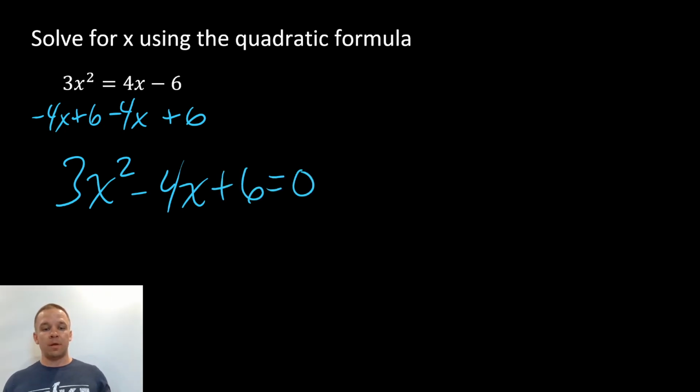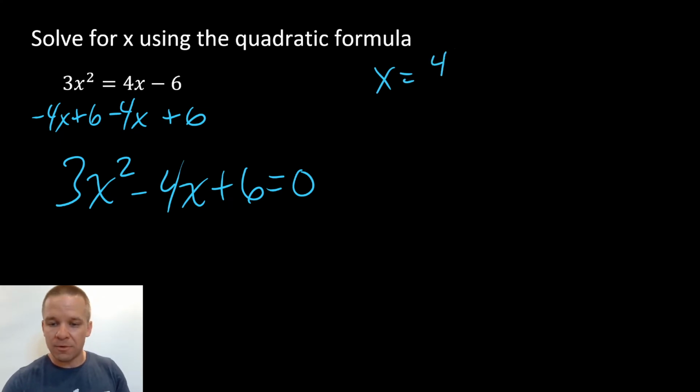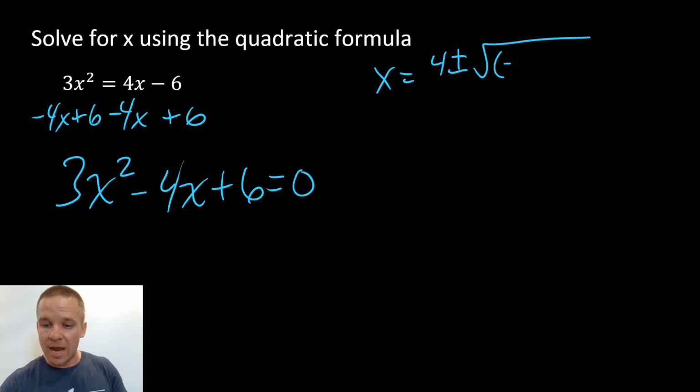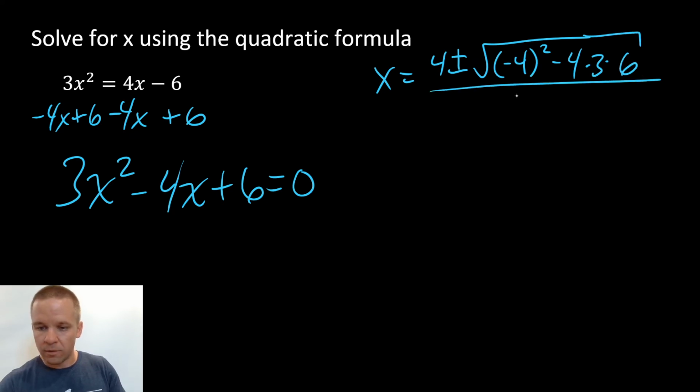All right, let's go. So we got x equals the opposite of b, so positive 4 plus or minus the square root of b squared, so negative 4 squared, minus 4 times a times c, all over 2 times a.